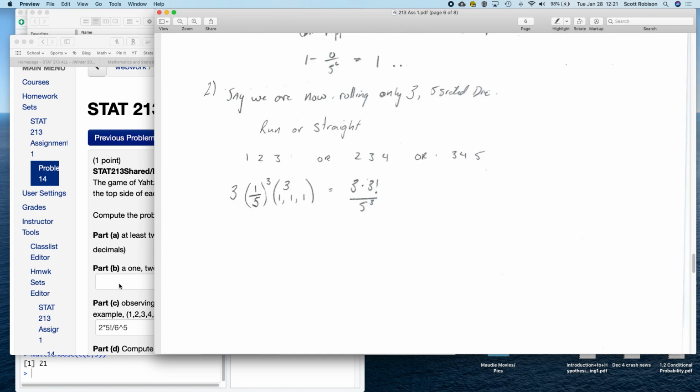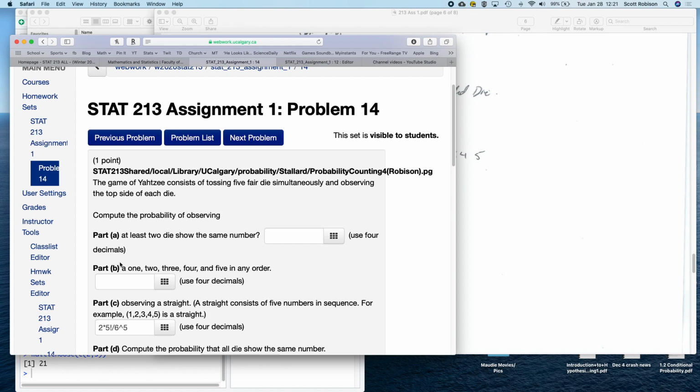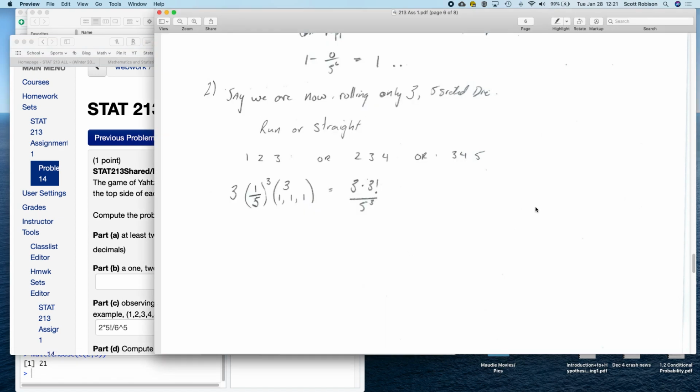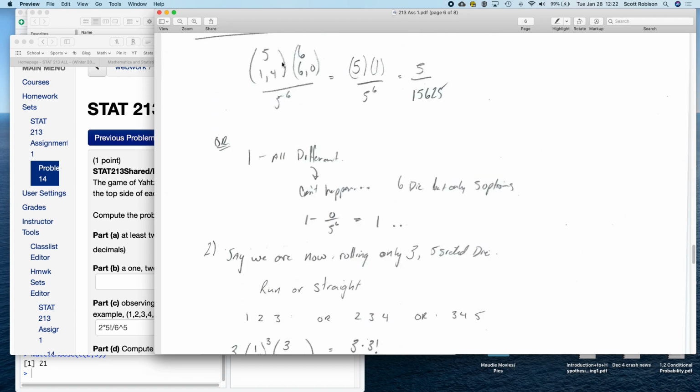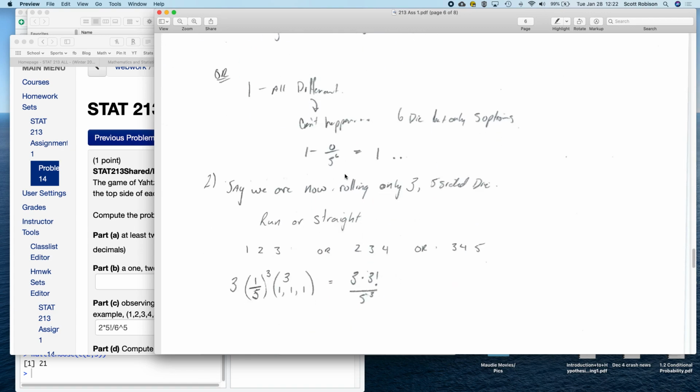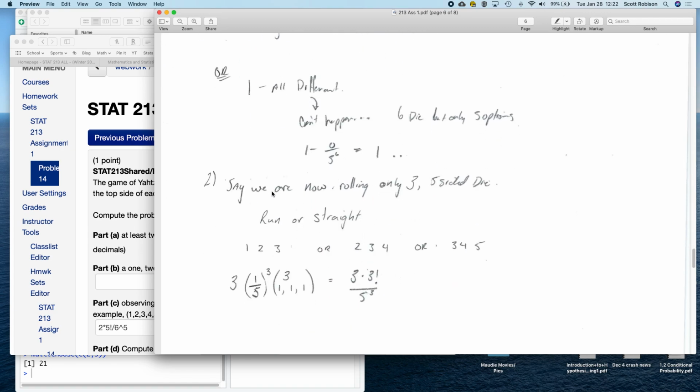Okay, so what about when the question gets to part C or part B, when you're talking about rolling a run or a straight? What that means is numbers that are sequential. The order doesn't have to be. So here I'm saying, let's change things to say I am now rolling only 3 dice, not 6. Originally up here I was rolling 6 dice. Now, just to make things a little bit smaller, what if you're rolling only 3 dice, but each of the dice has 5 options?